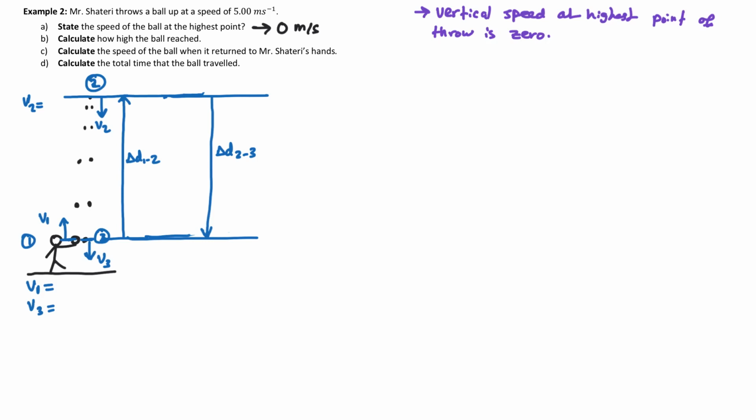And do I have any? I need an acceleration, and I need any velocity values that I can write. So velocity 1, when it goes up, it's 5 meters per second, so that's 5. Velocity 3, I don't know. And velocity 2 is 0. We know that at the very top, it's going to have a 0 velocity.